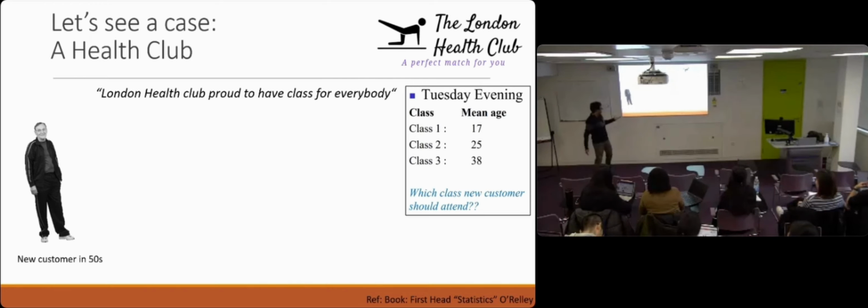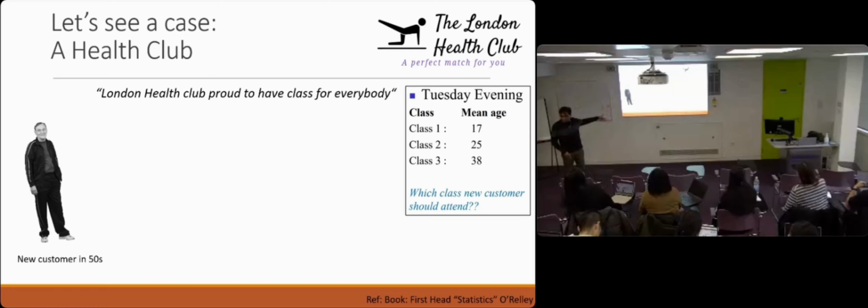So there's a new person who's in 50s, and where would you put him? Class 1, 2 and 3. 3, right? Because it's closest. Do you think it's going to be fine, or can anything go wrong? What can go wrong? For example, everyone has the 38 age. That's fine, right? If everybody has 38, he is still closest. Compared to the other two, he is still best fit there, right?